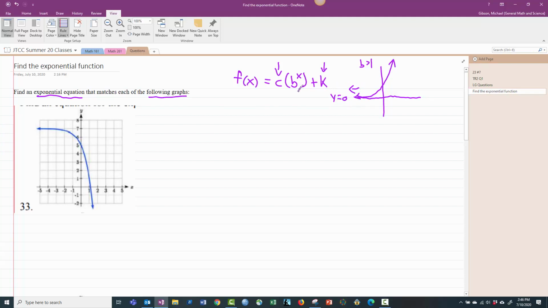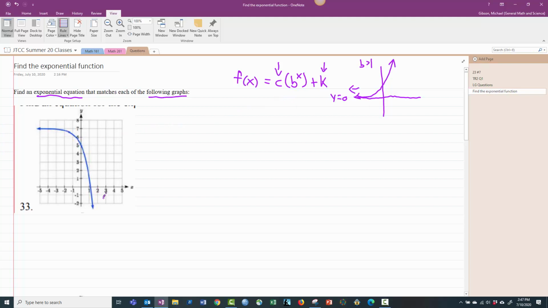Actually, there are other things we could put in here. You could add a horizontal shift and things like that. It turns out that there's more than one function that would match each of these graphs, which allows us to only look at this format. We don't have to worry about others, and I'll show you what I mean once we find this one. All right, so here's the first one right here.